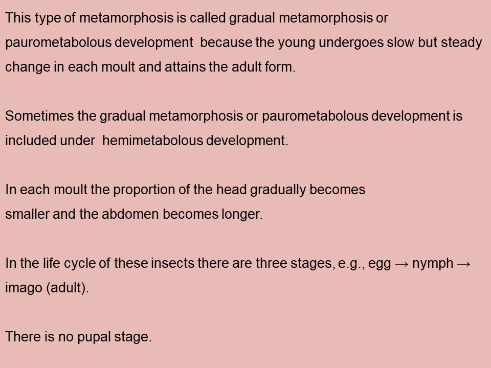In each moult, the proportion of the head gradually becomes smaller and the abdomen becomes longer. In the life cycle of these insects, there are three stages: egg, nymph and adult, which is also termed as imago. And then there is no pupal stage.